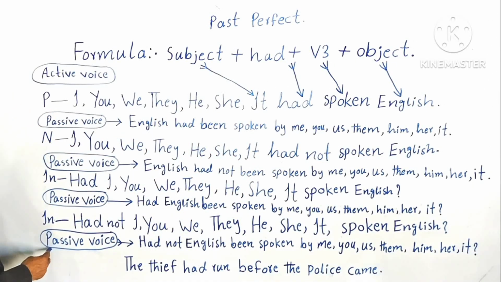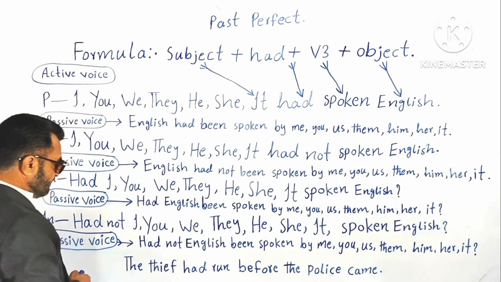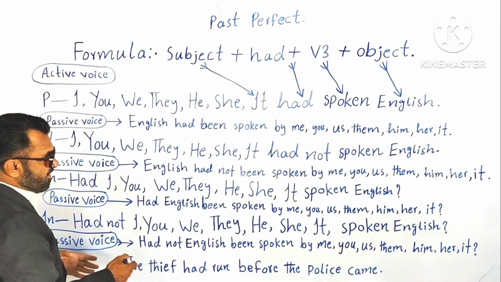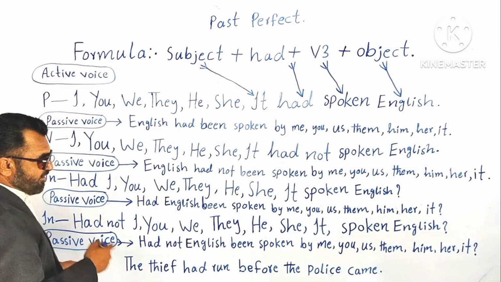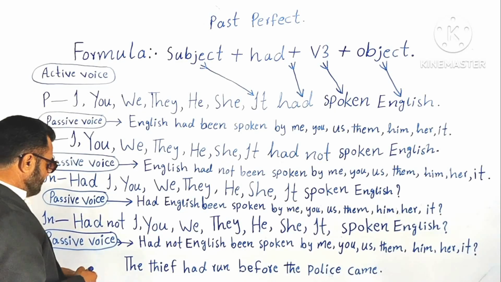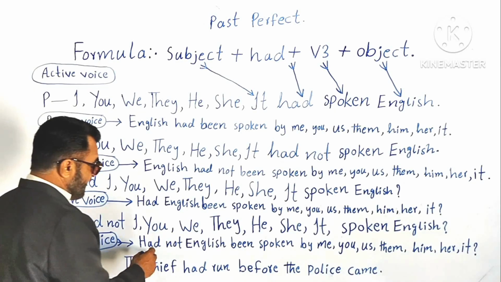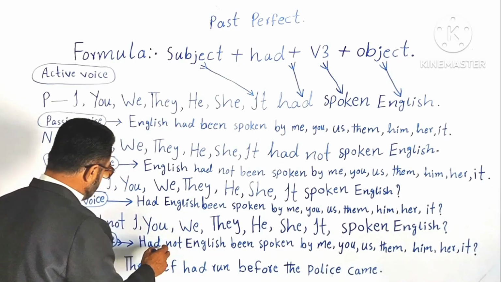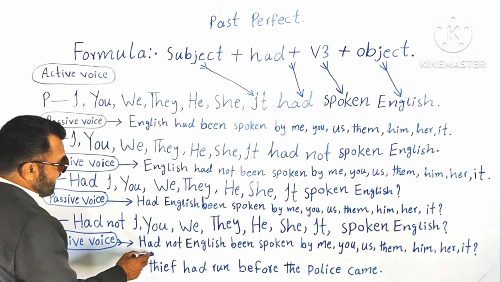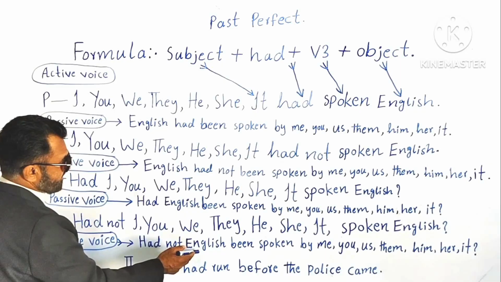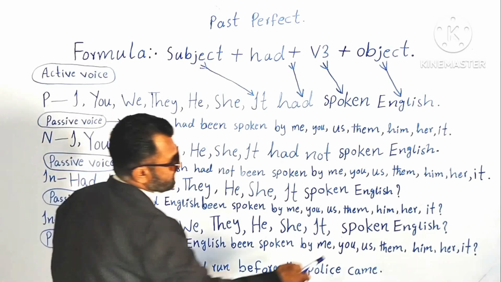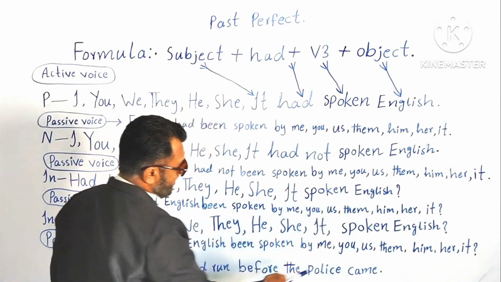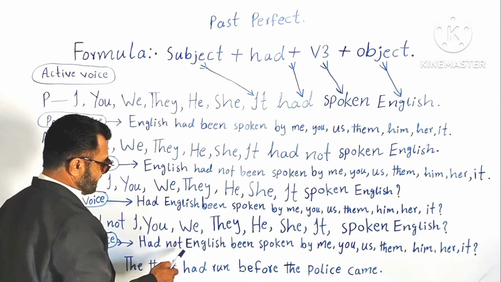Understood? Now, look at the passive voice of the interrogative negative, or you can say the interrogative negative of passive voice, however you want to use them. Correct. Passive voice. Hadn't English. Here it was hadn't I. Here it is hadn't English. Why is English the subject here? As I said before, whatever comes at the end of the active voice becomes the subject of the passive voice. Understood?